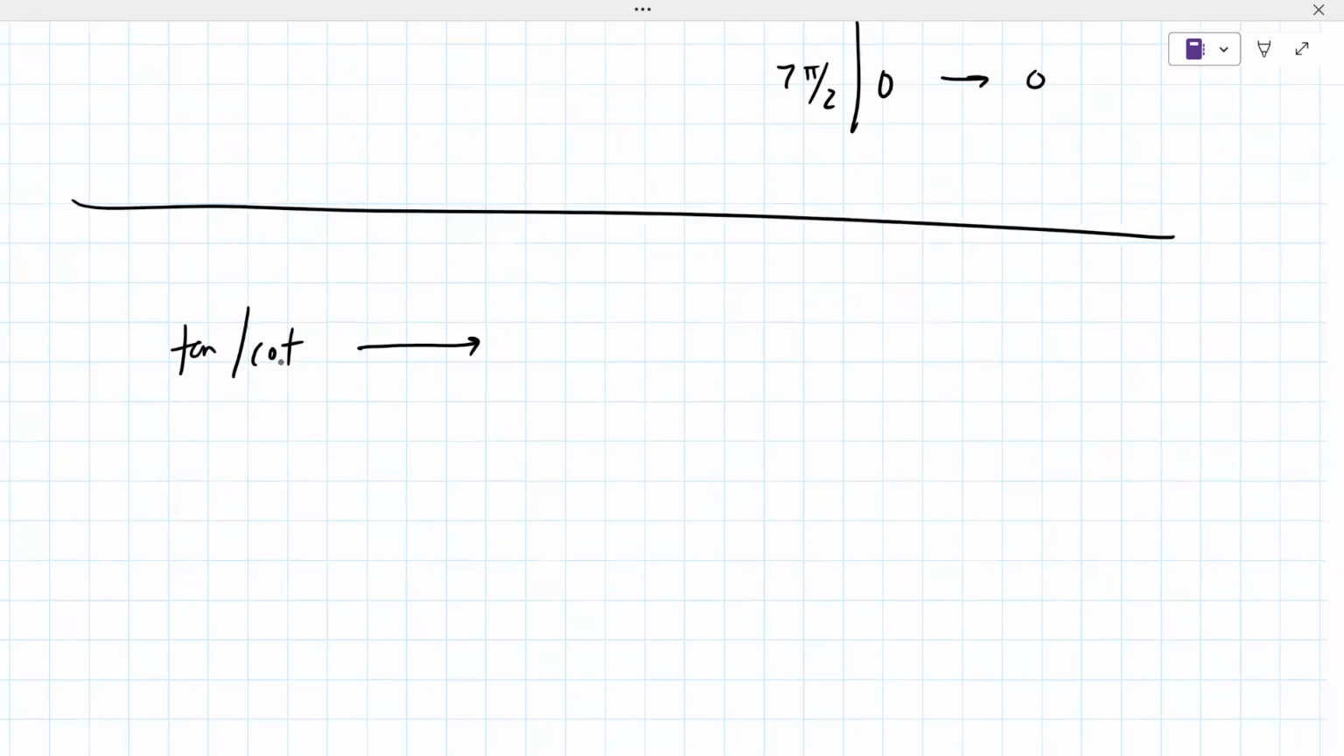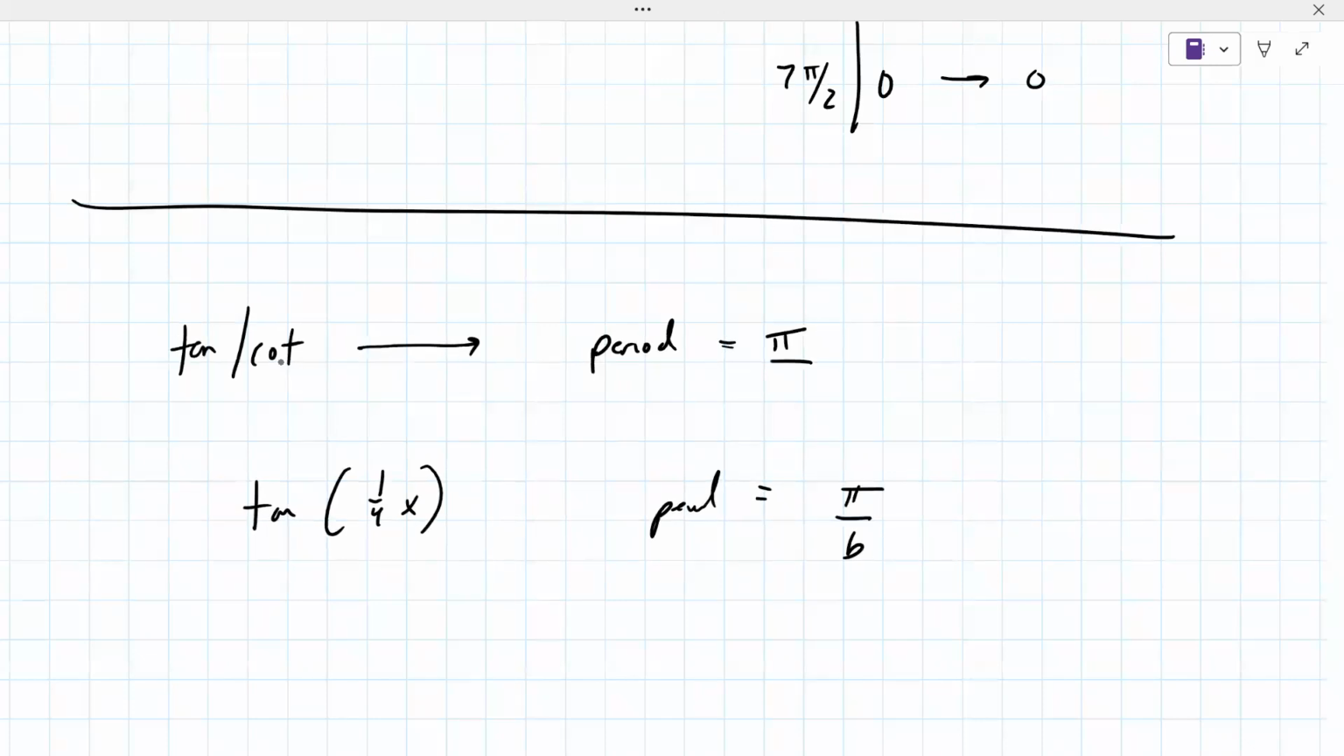Tangent and cotangent have a period of pi, very different than sine and cosine, secant and cosecant. So when I tell you tangent of 1/4 x, its period is pi over b. So pi over 1/4, 4 pi. That's the first thing.